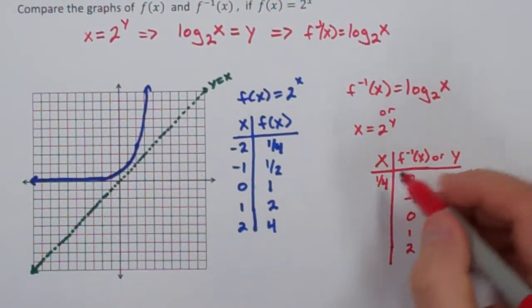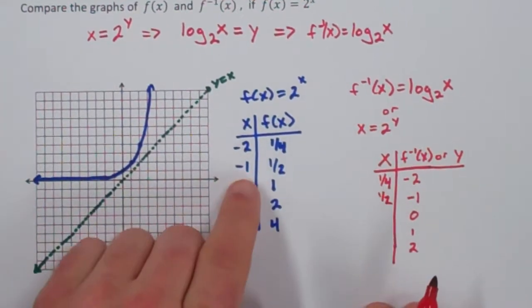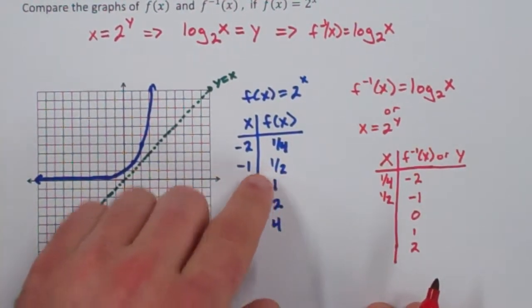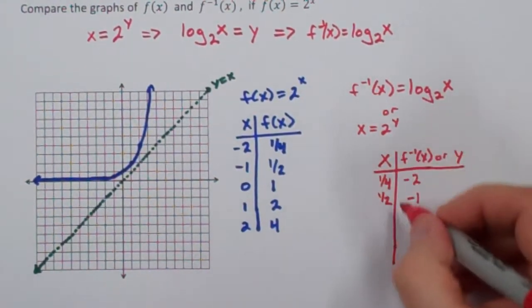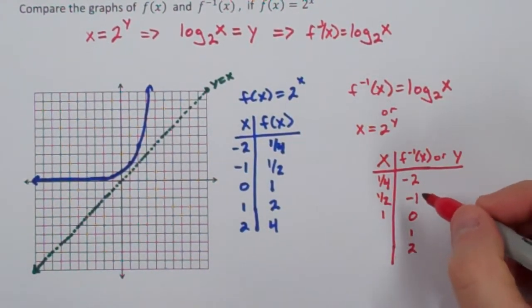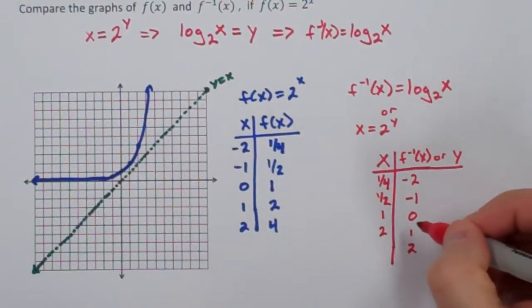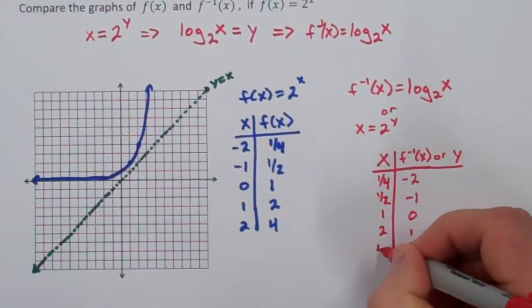2 to the negative 1 power is 1/2. Same thing happens. The x and the y just switched, just like we switched it over here to find the inverse. 2 to the 0 power is 1, and then 2 to the first power would be 2. 2 squared would be 4.